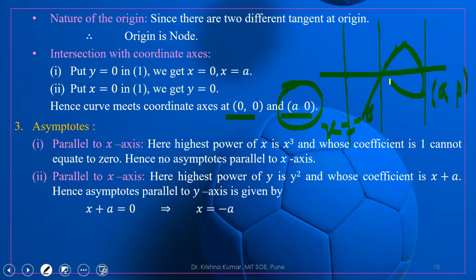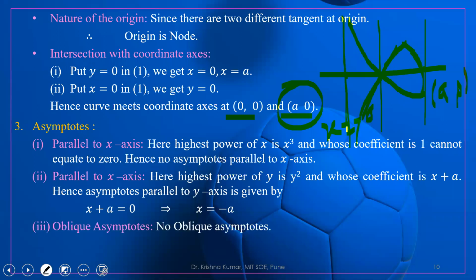This and this. And now what is this? This is asymptotes. So it will never cross this line x equal to minus a. No oblique asymptotes because there is a parallel asymptote.